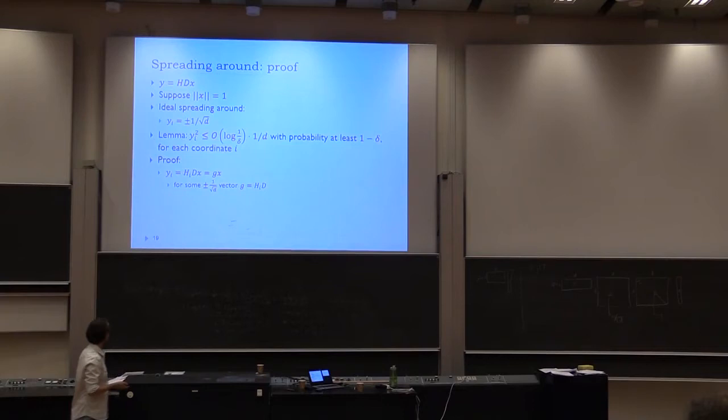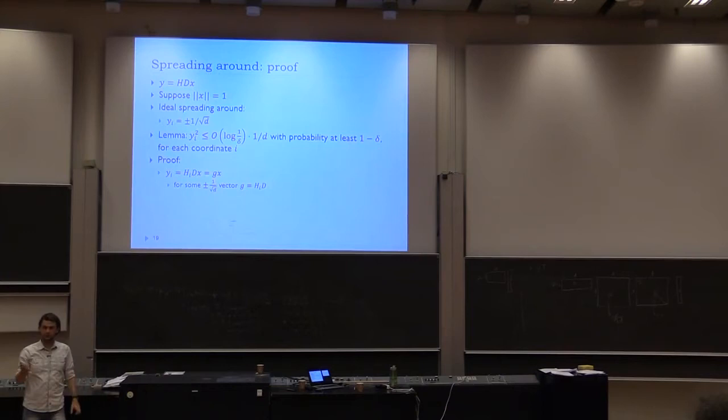Think about it this way: g is really a row of the Hadamard matrix, the vector hi, times this diagonal matrix. This diagonal matrix has a random plus or minus 1 on each diagonal entry. The vector hi has a deterministic plus or minus 1 over root d in each coordinate. So overall, the product of these two gives us a vector g where each coordinate is a random plus or minus 1 over root d. I hope I don't make things more complicated than they should be. So it is a random vector of plus or minus 1 over root d.